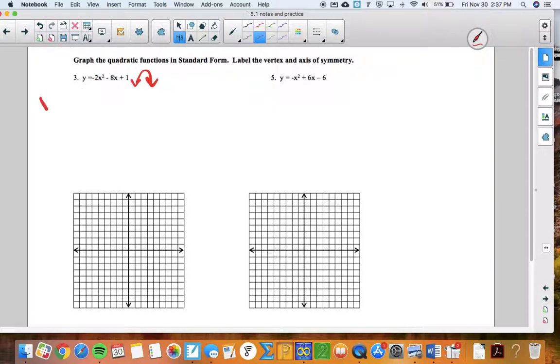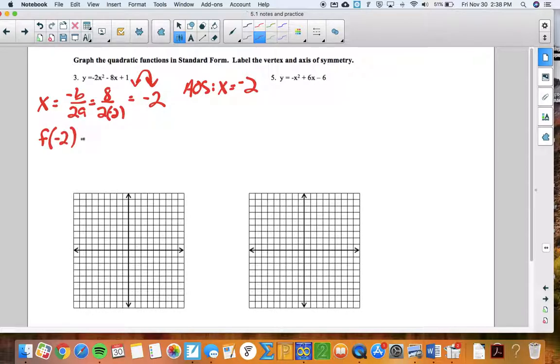So let's do the axis of symmetry. x equals the opposite of b over 2a. So that's going to be a positive 8 over 2 times negative 2. That's 8 divided by negative 4, which is negative 2. So the axis of symmetry, AOS, is x equals negative 2. And then, to get the vertex, I need to evaluate the function when x is negative 2.